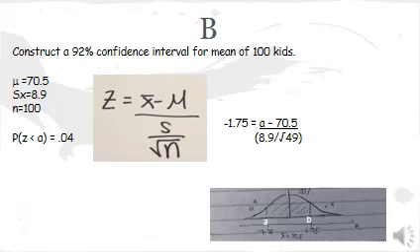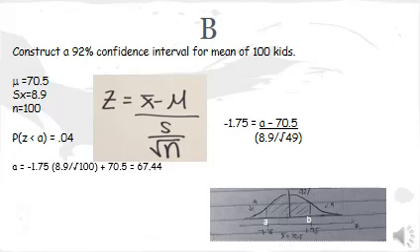Once again, finding z will complete the data needed to finish off the equation. We can now plug in the information to find the equation on the right and transform it to figure out point A, shown as below. A is equal to negative 1.75 multiplied by 8.9 divided by the square root of 100, adding the mean of 70.5. This brings us to point A being 67.44.